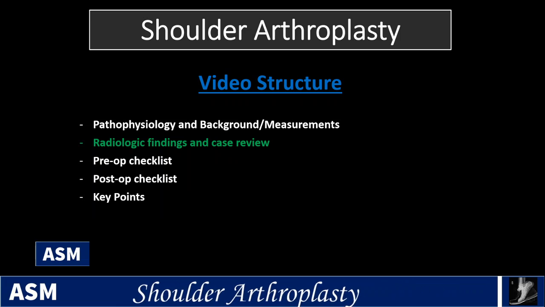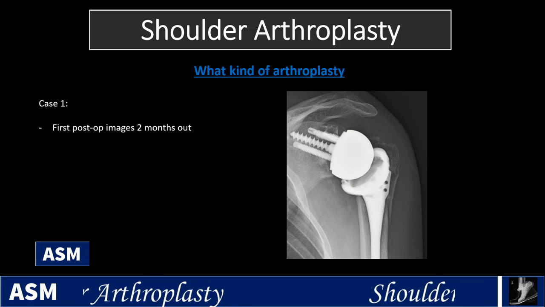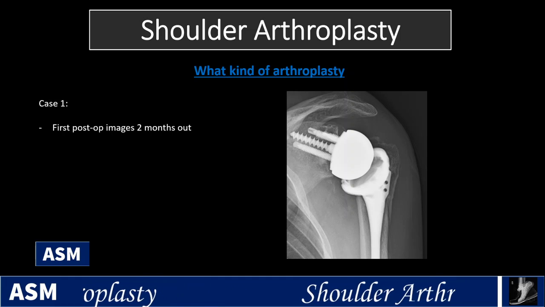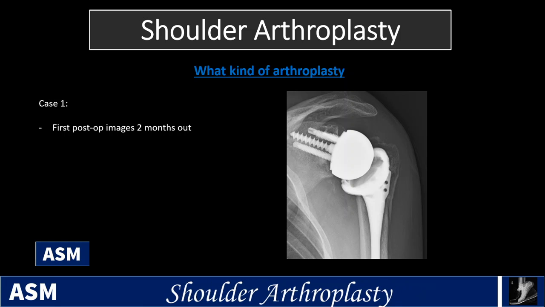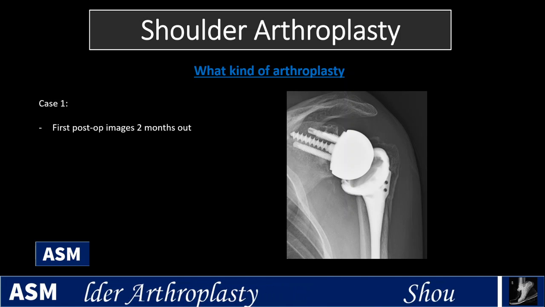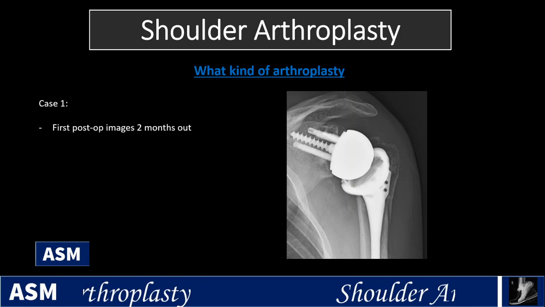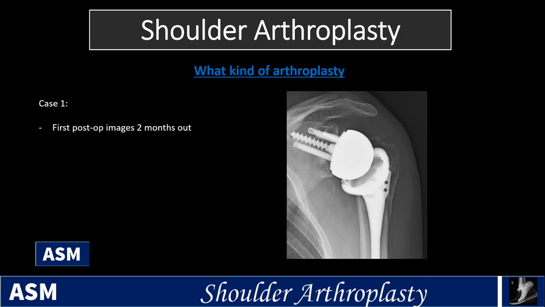So now we're going to look at some radiologic findings and case review. You can pause this at any point just to ask yourself these questions, think, and come up with the answer, but I'm going to go through these just so that we can keep moving. So what kind of arthroplasty is this? This is a reverse total shoulder arthroplasty.